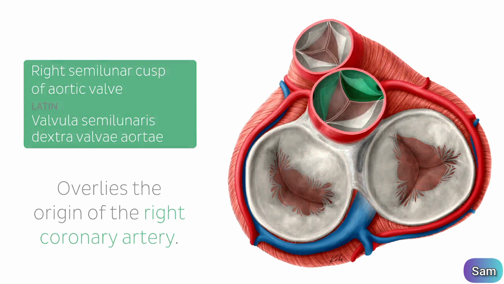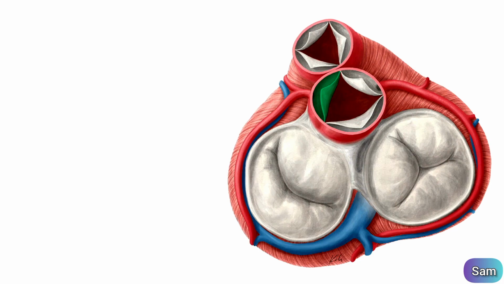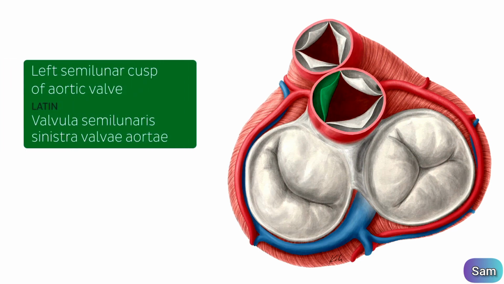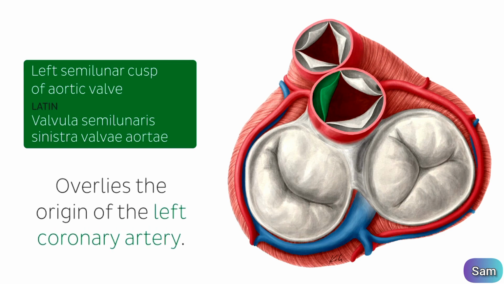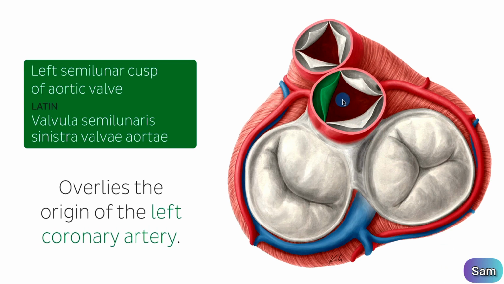Next, we're going to be opening here the aortic valve and highlighting the left semilunar cusp of the aortic valve. Also one of the three semilunar cusps of the aortic valve, the left semilunar cusp lies in the left posterior position in the adult heart and overlies the origin of the left coronary artery, as you can also see here, the left coronary artery, and you see a little bit of the opening here.